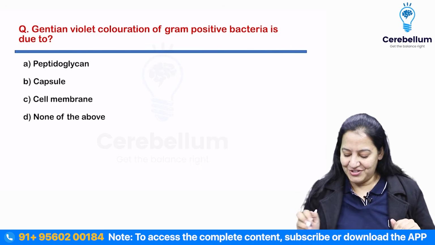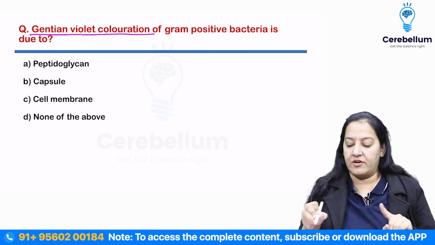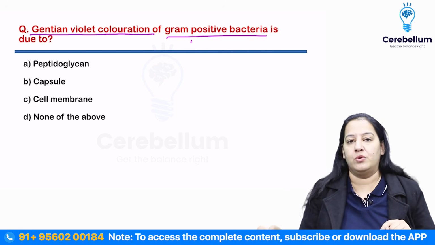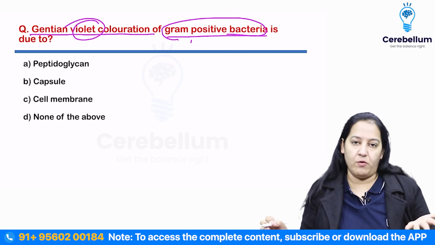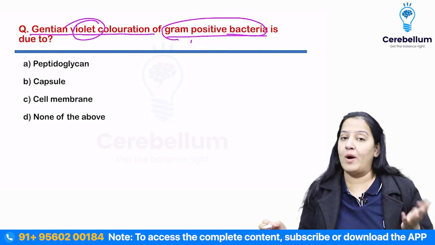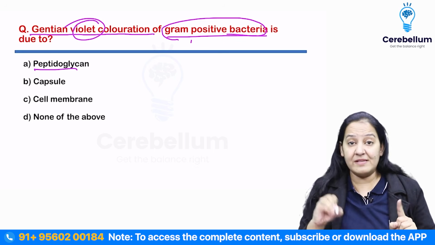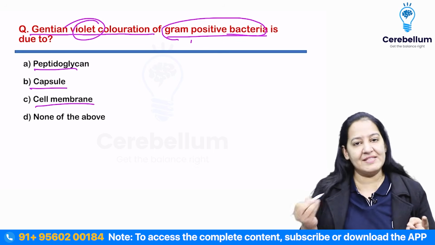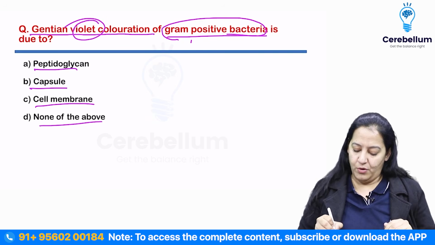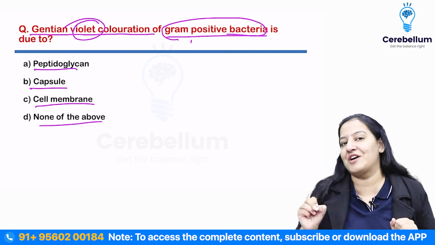The next question is in front of you. Gentian violet coloration of gram-positive bacteria is due to what? Why are gram-positive bacteria violet in the end? Do they have peptidoglycan content in the cell wall that gives them violet color? Do they have a capsule? Do they have a cell membrane, or none of the above? What will you say? So the examiner wants to ask you the principle of Gram staining.